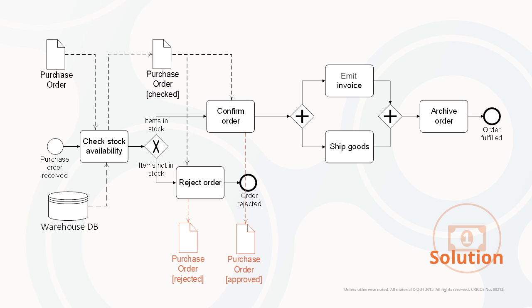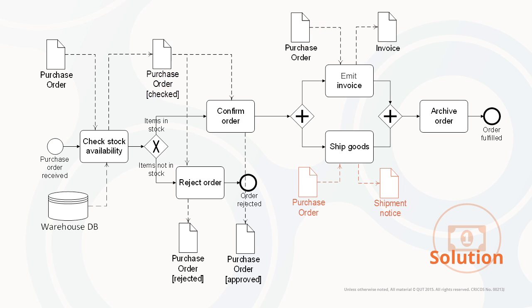Continuing on with our example, activity send invoice requires the purchase order as input to understand what information needs to go into the invoice and produce an invoice as output. And similarly, ship goods needs the purchase order as input and will produce a shipment notice as output.